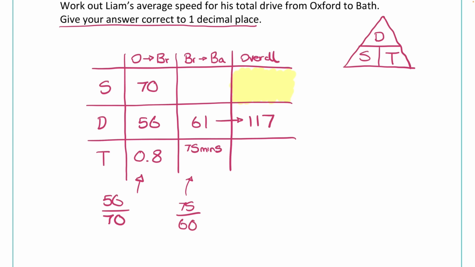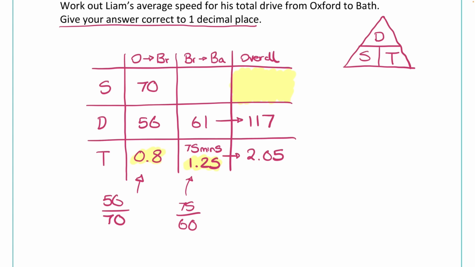And we can type that in on the calculator. 75 divided by 60 comes out as 1.25. So those times we now can add together, 0.8 and 1.25. That'll give us our total time for the overall journey. So 0.8 plus 1.25, and that comes out as 2.05, and that's in hours.